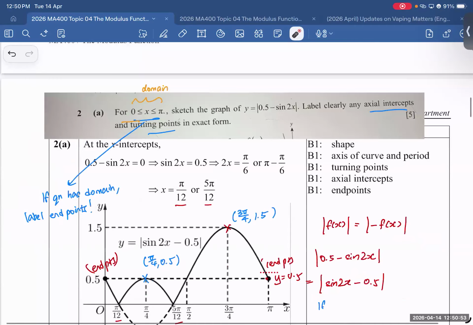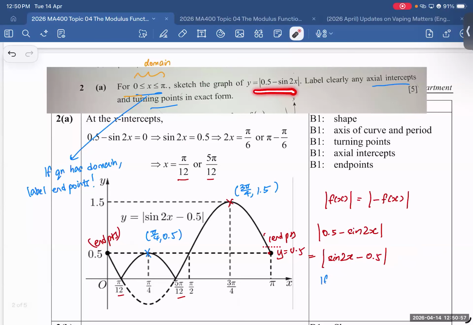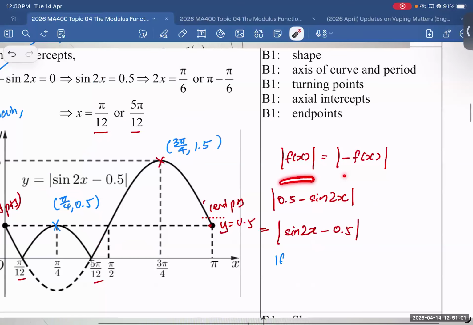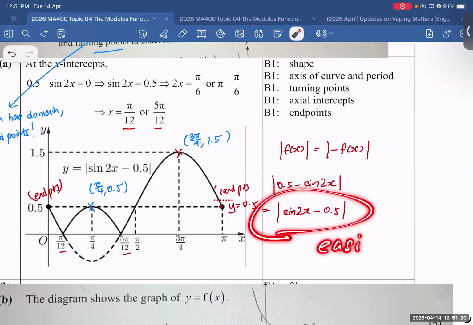Next, I want to draw the modulus of 0.5 minus sine 2x. Because I know that modulus f is the same as modulus of negative f(x), correct? So can I say that 0.5 minus sine 2x is the same as sine 2x minus 0.5? Like that it is easier to draw. So I will use this, it's easier to draw.